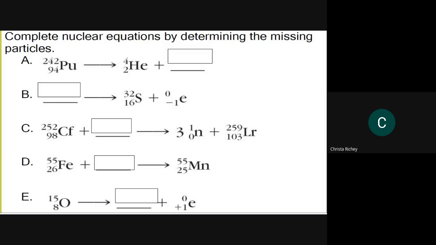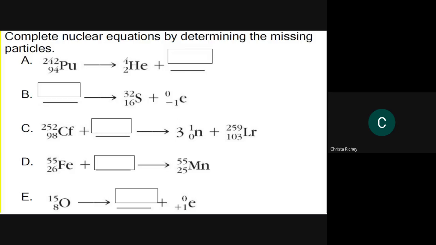252 to 259. Well, this is the opposite direction. We're not doing this one. It didn't teach you how to do C in the notes, so we're skipping that one. That's totally different. All right, so we're going to go down to D.